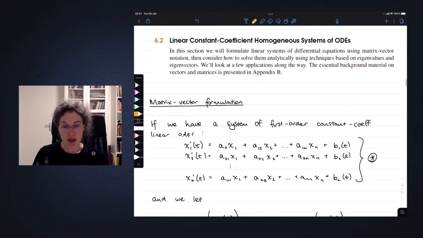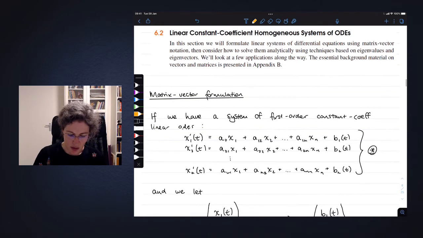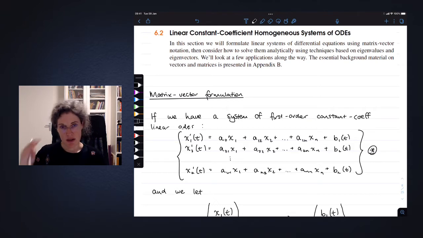So the first thing we need to do is learn how to go from a whole system written out in excruciating detail as n different equations. That's really cumbersome and not helpful. So what we're going to do is learn to write this as a matrix equation and then we're going to be able to use all of matrix algebra to help us.